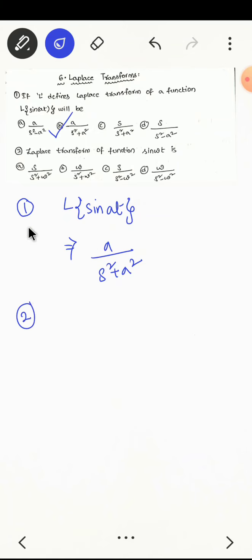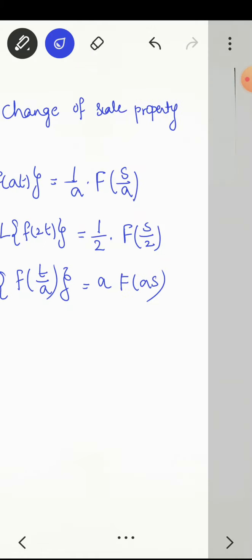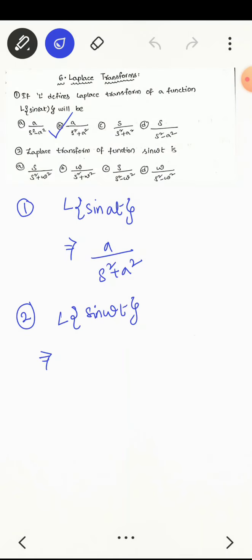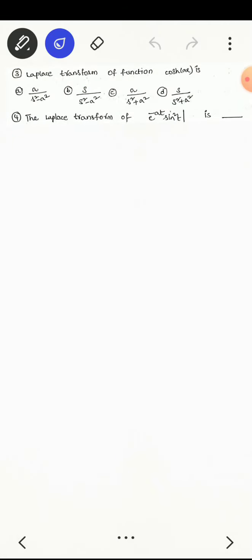Then the second one, Laplace of the function sin omega t. This was asked in the mechanical paper for 2 marks. Laplace of sin omega t can be written as what? Here in place of a there is omega, that's it. So omega by s square plus omega square. Option B is correct.